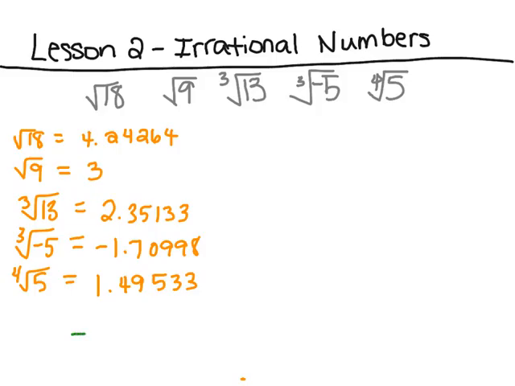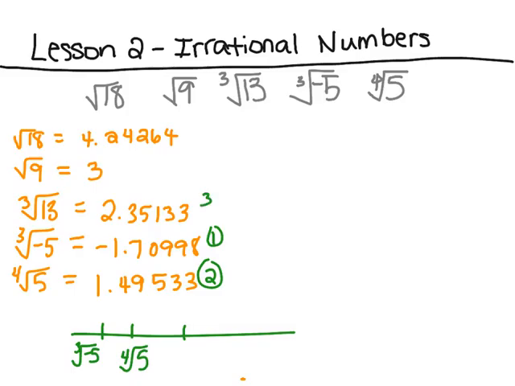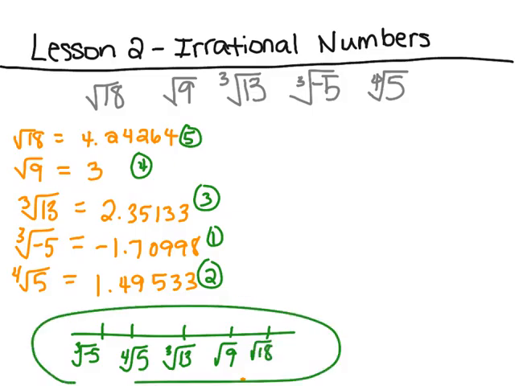If you were to imagine them on a number line, our least would be this first one here, the cube root of negative 5. Our next biggest number would be here, the fourth root of 5. Then you'd have the cube root of 13. Then you'd have the square root of 9. And then you'd have the square root of 18. So this is the order from least to greatest of these irrational and rational numbers.